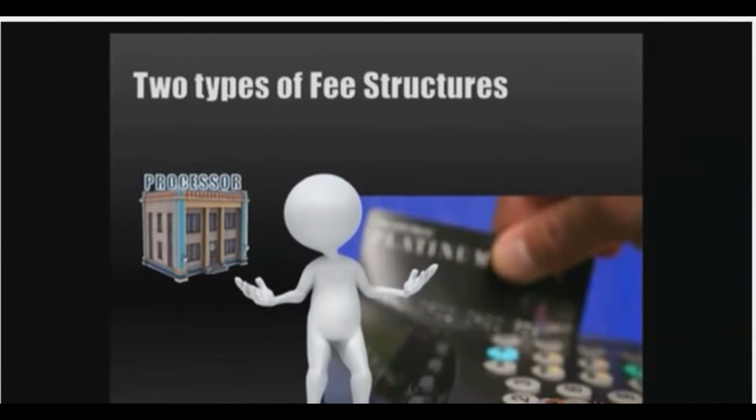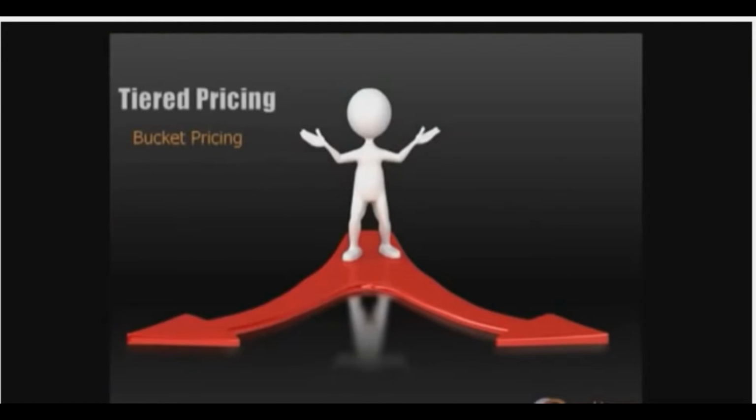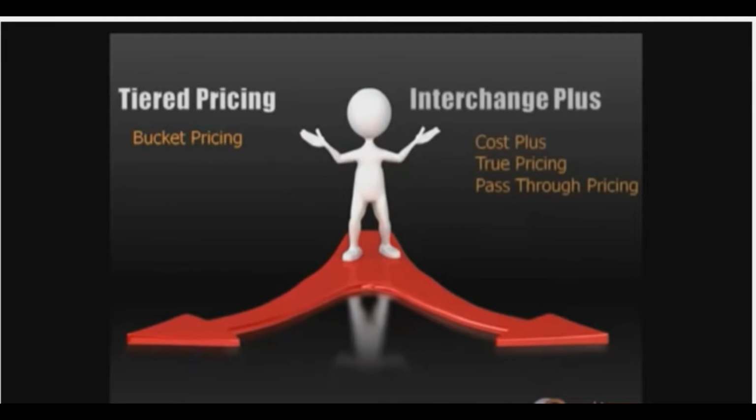There basically are only two types of fee structures in the industry: tiered pricing or interchange plus. Tiered pricing is often referred to as bucket pricing. This is the most commonly used pricing structure in the industry. Interchange plus pricing is often referred to as cost plus, true pricing, or pass-through pricing.